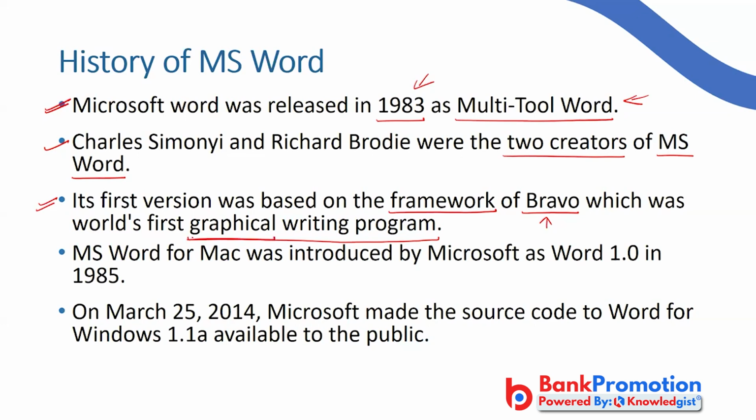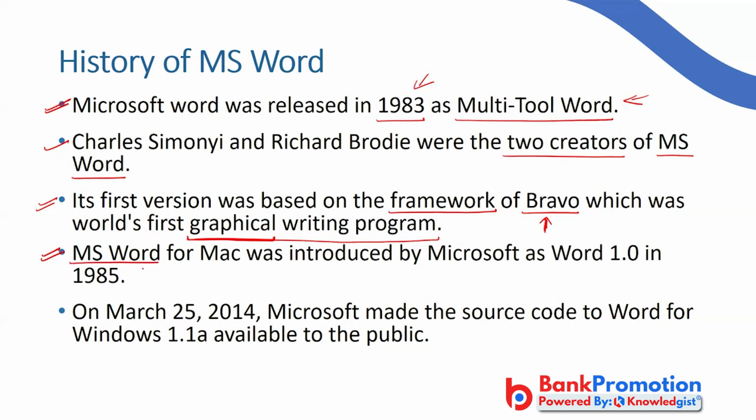Graphical means what I can see with my eyes. They needed something which we can see, like how it will look on paper, right? So the graphical writing program Bravo was the framework on which they developed multi-tool Word. Okay, now MS Word for Mac was introduced by Microsoft as Word 1.0 in 1985.